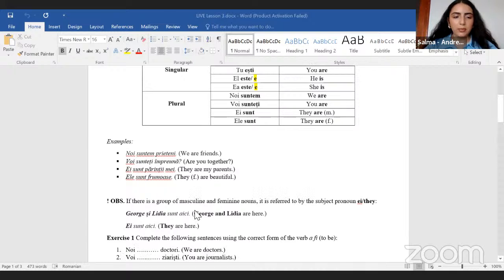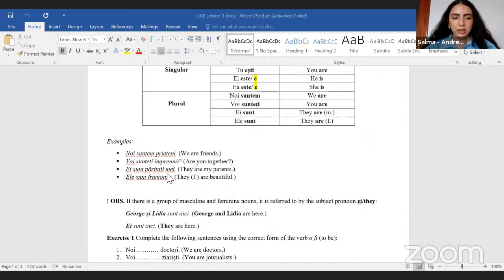So a little observation here. In this sentence, ei sunt părinții mei, we talk about the parents. So we use ei because the parents obviously have both genders, males and females. So for that, we will use ei all the time, or for a group of people about which you don't know if they are males or females, we will refer to them generically as ei.